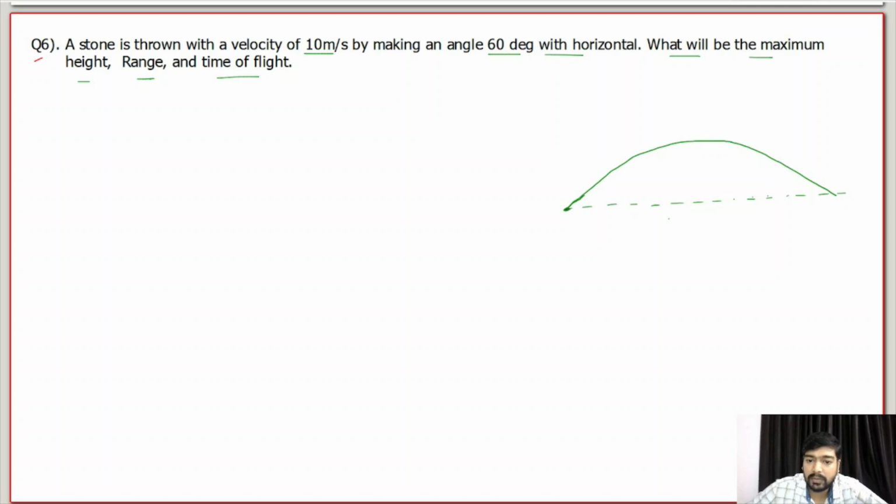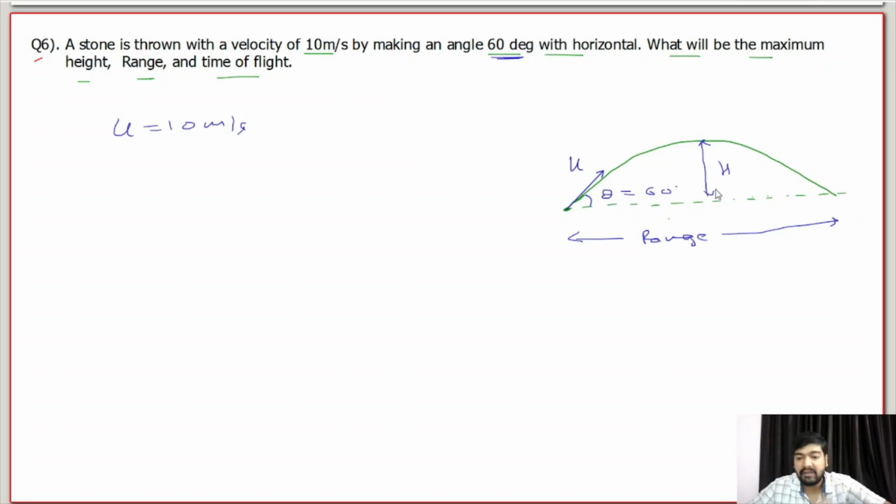Now I will not calculate all the things which I have calculated before. Suppose this is the velocity u at which it is thrown. This is u, and u is given as 10 meter per second. We have been given a direction from the horizontal: theta equals 60 degree with the horizontal. So we have to calculate the range, this is our range, we have to calculate the maximum height, and we have to calculate the time of flight.